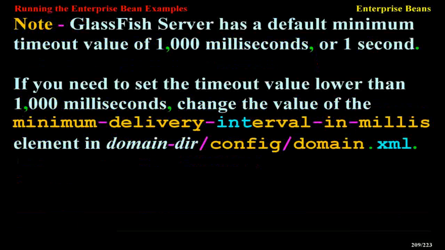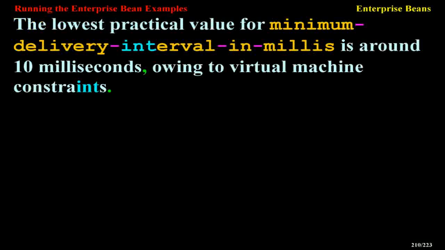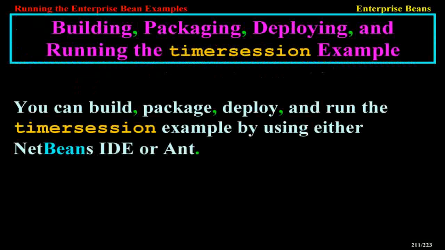Note: GlassFish Server has a default minimum timeout value of 1000 milliseconds, or 1 second. If you need to set the timeout value lower than 1000 milliseconds, change the value of the minimum-delivery-interval-in-millis element in domain-dir/config/domain.xml. The lowest practical value for minimum-delivery-interval-in-millis is around 10 milliseconds, owing to virtual machine constraints. Building, packaging, deploying, and running the timer-session example.